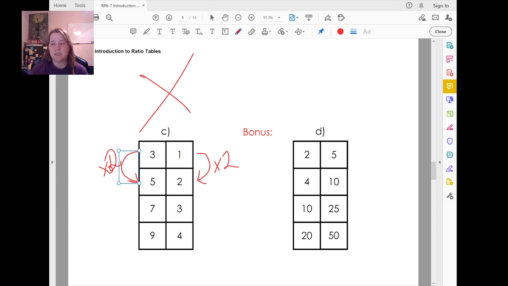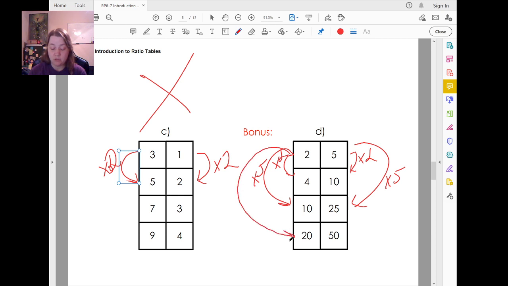Let's look at the bonus. How do we go from 2 to 4? Well, I know that 2 times 2 is 4. Is 5 times 2 10? Yes, it is. Excellent. What about 2 to 10? Well, 2 times 5 is 10. Is 5 times 5 25? Yes, it is. Fantastic. And then we have 2 to 20. That's multiplying by 10. So I'm going to multiply by 10 here. And if I multiply by 10 here, 5 times 10 is 50, which means that this is a ratio table.